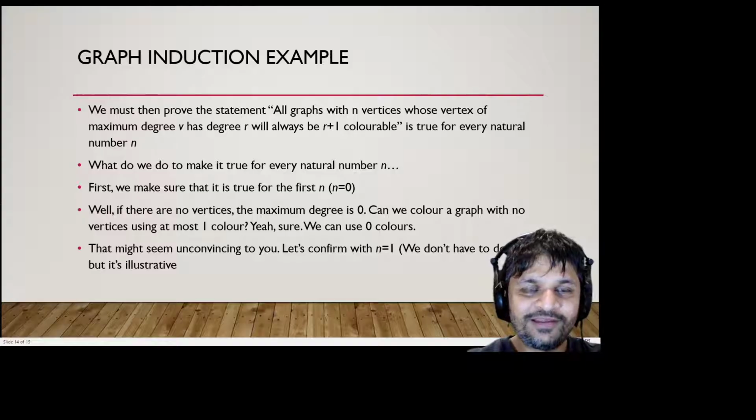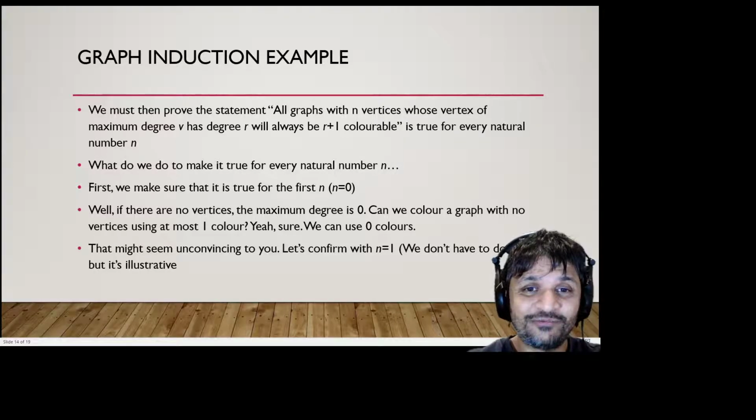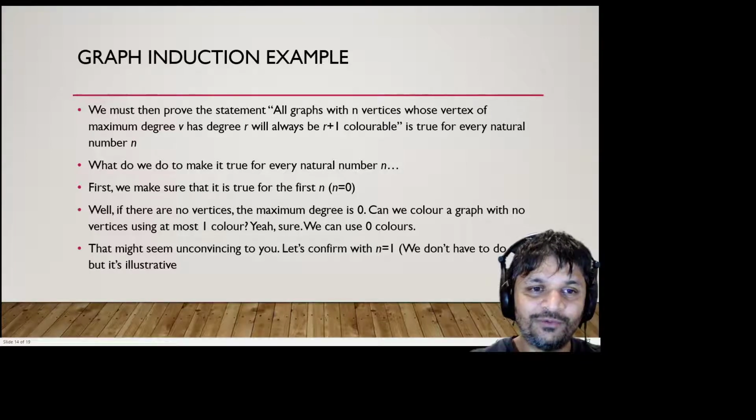The thing about that is whenever I do this example in class, people are always a bit up in arms. They're like, that's kind of unconvincing. A graph with 0 vertices tells us nothing. Now, in principle, no, that's wrong. I can use a graph with 0 vertices to be my base case here. But let's confirm with n equals 1. Let's pretend we decided to choose a base case of n equals 1.